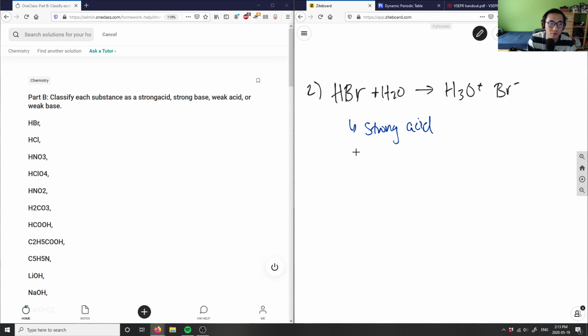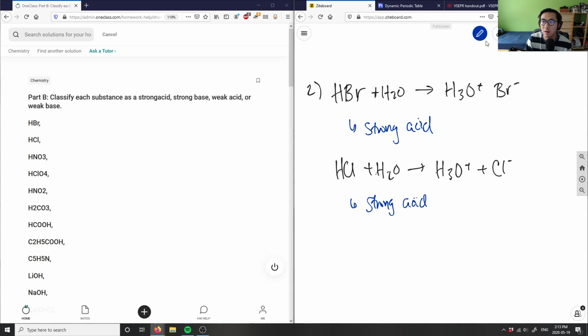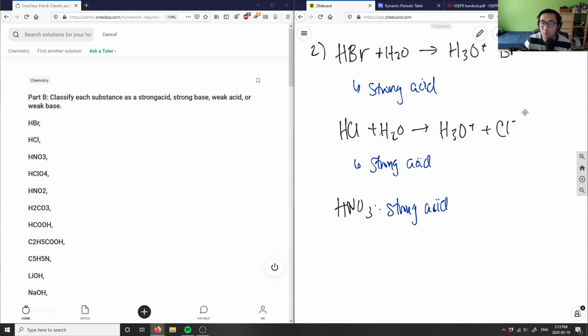The same thing applies for HCl, which is also a strong acid because of this reaction here. It's going to dissociate fully. I can get my hydronium ion and my chloride ion, and it's also a strong acid. And exactly the same thing for HNO3, which is nitric acid. This here is also a strong acid because I know it dissociates fully. HClO4 is now different.